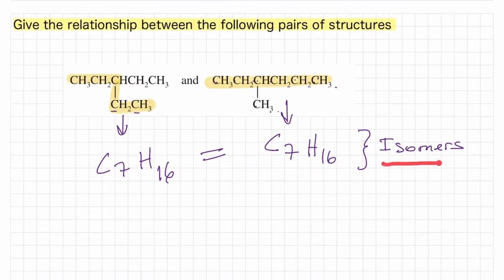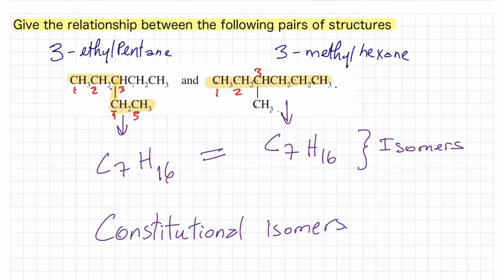Now, to determine what type of isomers, I first focus on the name. If these two compounds have different names, then I know they would be constitutional isomers. That means their connection was different. Something was different, whether the functional group, or the position of the functional group, or the connectivity, then I know we're talking about constitutional isomers. So let's see that.